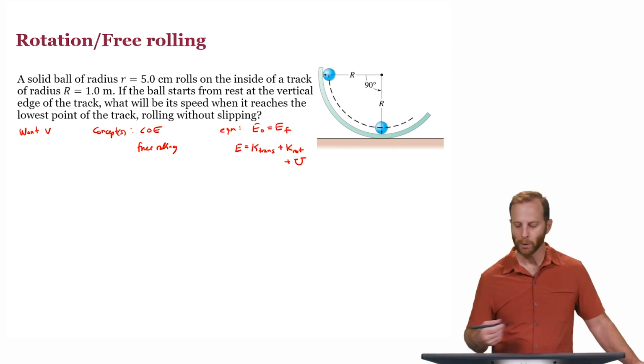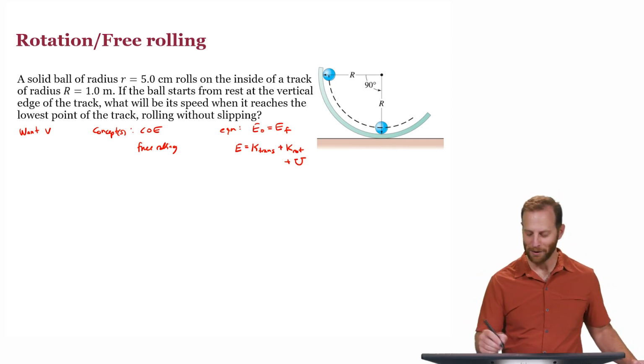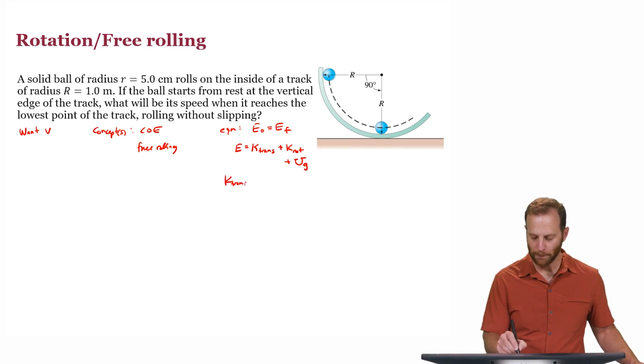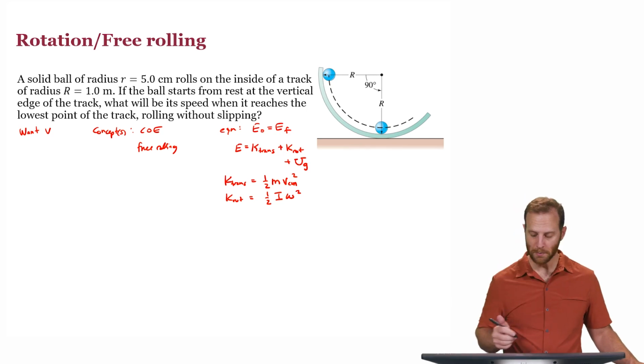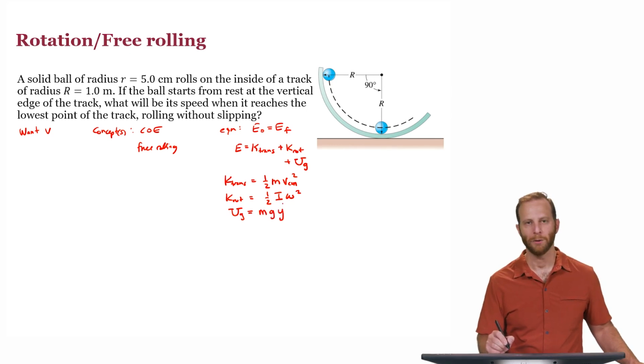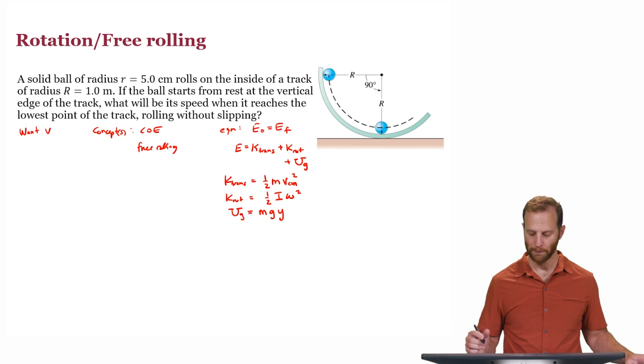In this particular case, the only kind of potential energy we have is gravitational, so I'll put a subscript G. The translational kinetic energy is given by 1/2 times the mass of the object times its center of mass speed squared. We have a rotational kinetic energy as well, 1/2 times the moment of inertia times omega squared, the angular speed squared. And then finally, the gravitational potential is given by the mass of the object times g times whatever its altitude or elevation is. And we can always decide to put y equals 0 wherever we want.